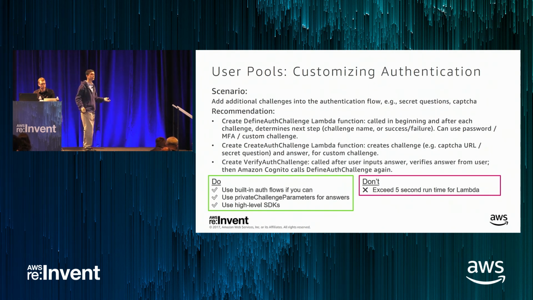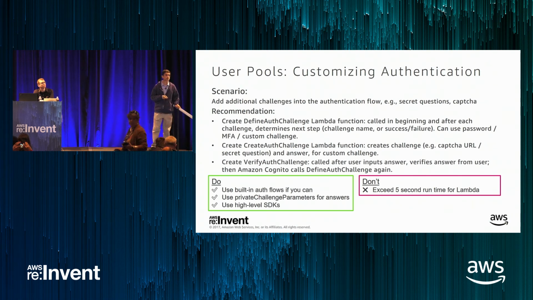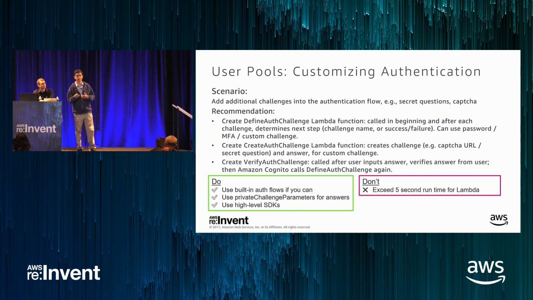So let's say your challenge is a secret question, and you could actually go and fetch the secret question or generate it and send it off to the user. And then the third Lambda function is a verify auth challenge, which can verify the answer. So the verify auth challenge essentially is using information in the private challenge parameters. So this private challenge parameter has the answer to the question, and this is inserted by the create auth challenge Lambda. So the create auth challenge Lambda gets the question and the answer, puts the answer into the private challenge parameters, which is encrypted, and so the end user cannot see it.